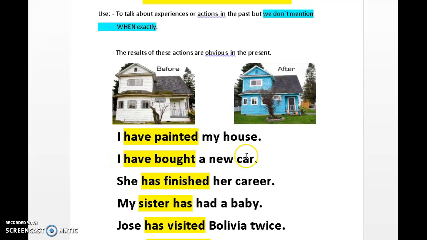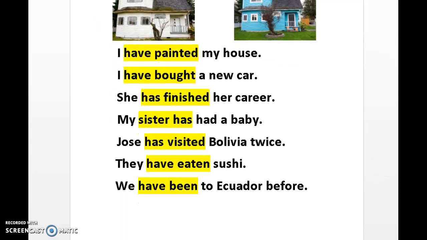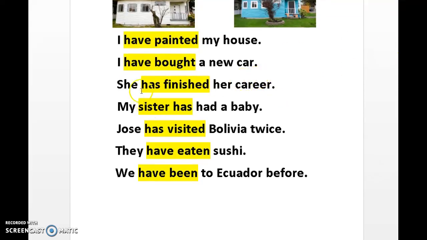I have bought a new car. She has finished her career. My sister has had a baby. Jose has visited Bolivia twice. They have eaten sushi. We have been to Ecuador before. As you can see, in the present perfect simple, we use the auxiliary have or has and the verb in past participle. It is important to consider that, okay?